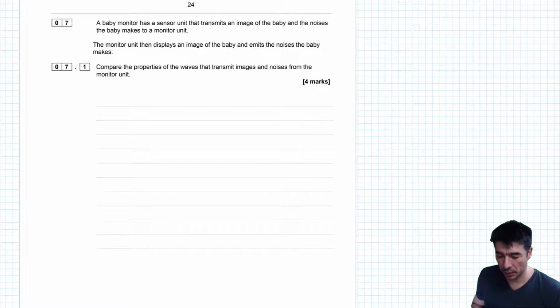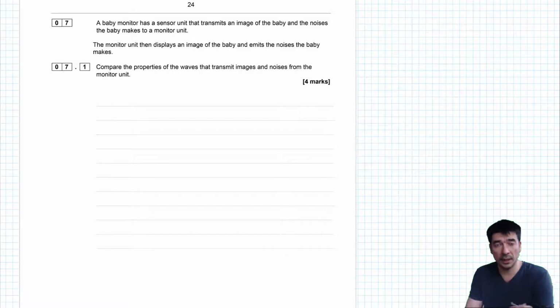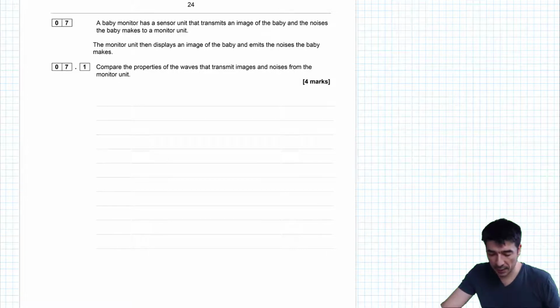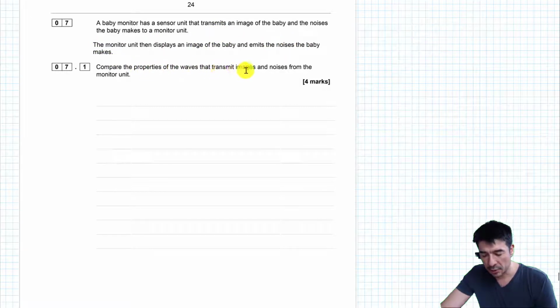Okay, so question 7, the last one in this paper. Looks like it's a question about light and waves, properties of waves and things like that. A baby monitor has a sensor unit that transmits an image of a baby and the noises the baby makes to the monitor unit. The monitor unit then displays an image of the baby and emits the noises the baby makes. Compare the properties of the waves that transmit images and noises from the monitor unit.